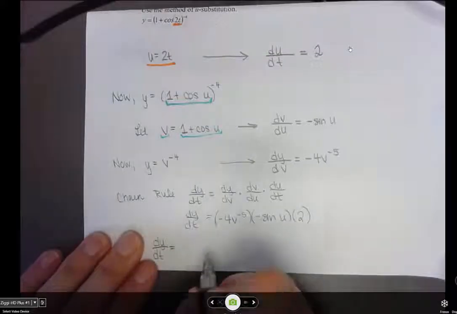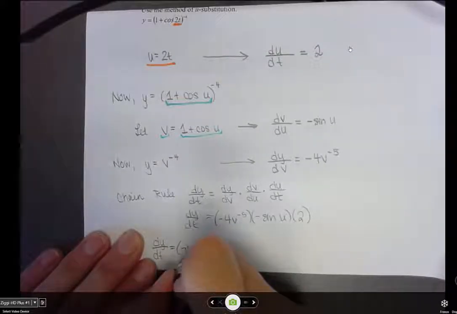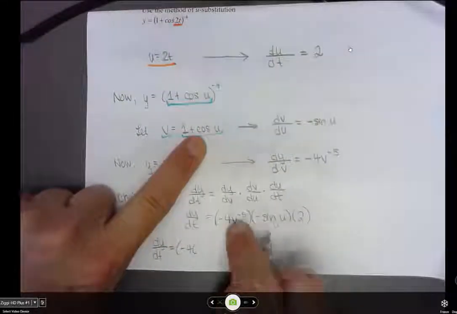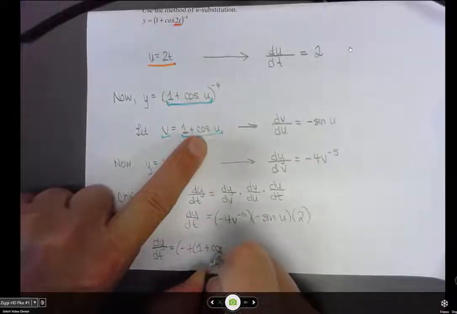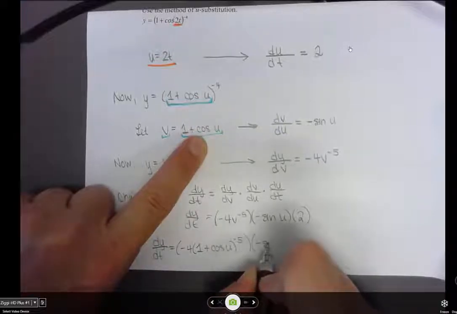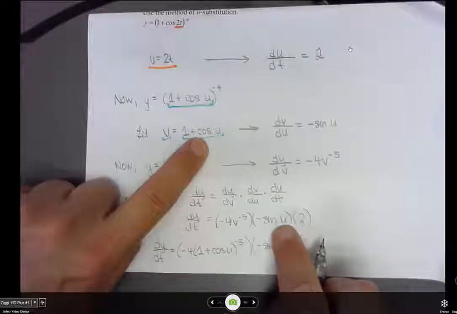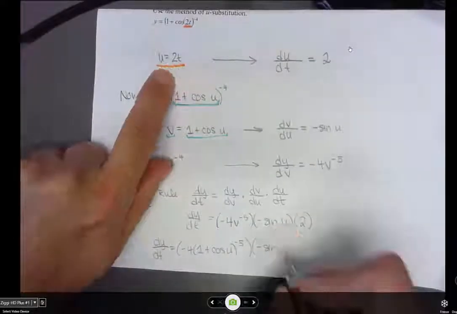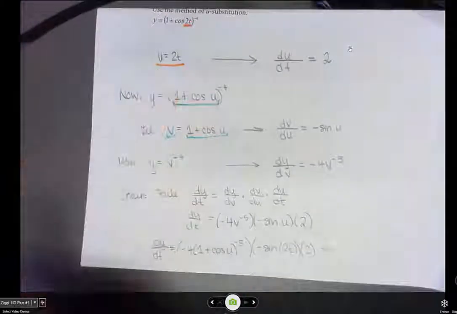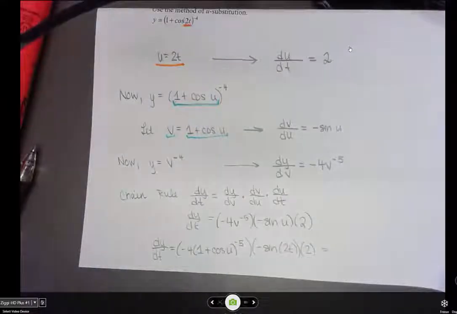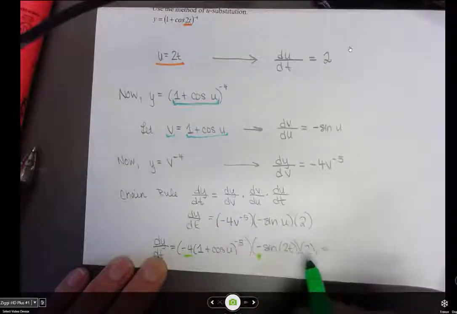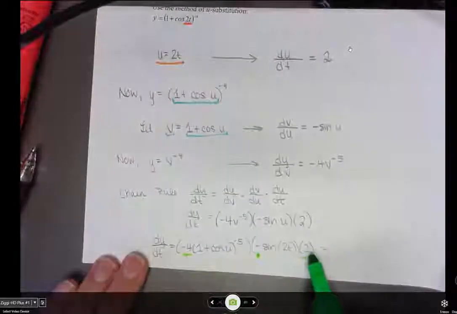So negative 4 v, what was v? Well, v is 1 plus cosine u. That's to the negative 5. Negative sine, what was u? Well, u was 2t. Times 2. I'm going to multiply all of just the constants together and put those at the front. So I'm going to multiply the negative 4, the negative, and the 2. So multiply all the constants together. So that would be positive 8.